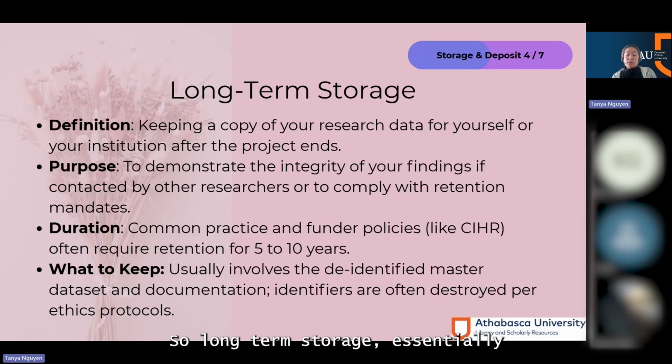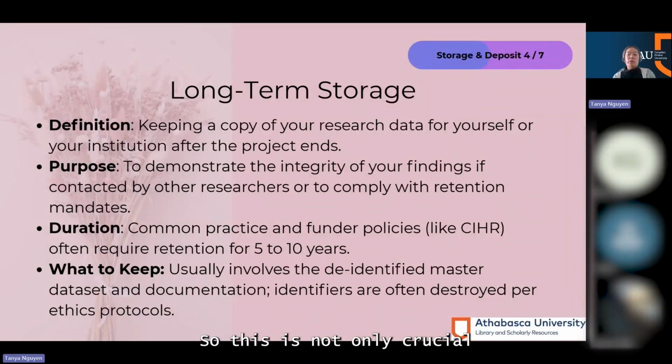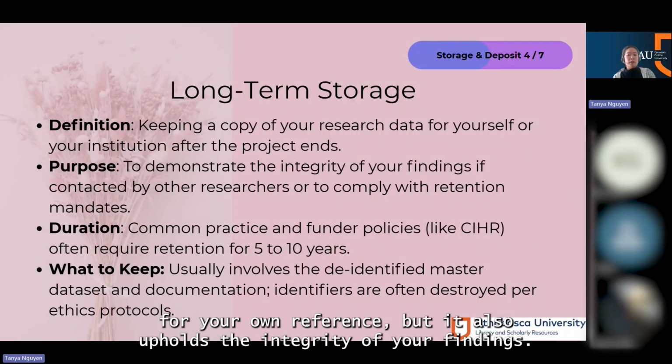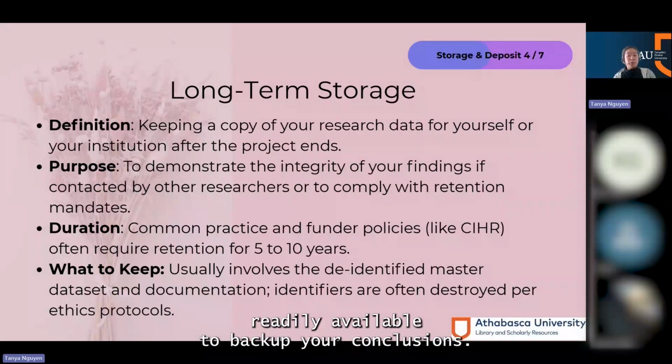So long-term storage is essentially keeping a copy of your research data after your project concludes. So this is not only crucial for your own reference, but it also upholds the integrity of your findings if researchers reach out and you have your data readily available to back up your conclusions.